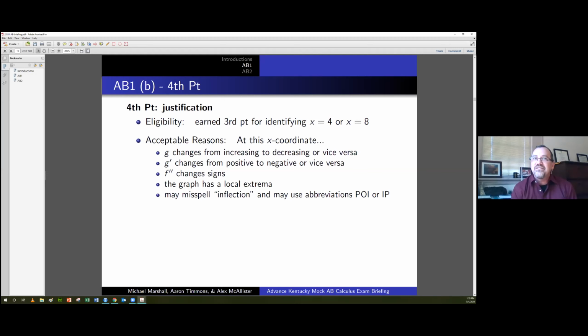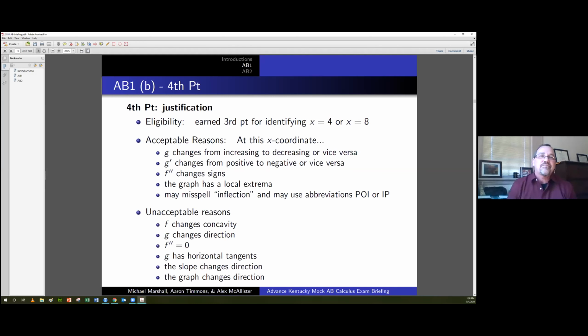We will allow students to misspell inflection. I think "infection" is a common misspelling, maybe more so now than at other times. And the abbreviations POI or IP for point of inflection or inflection point are things that we will allow students to do. Somehow we like people to write out everything, right? You can imagine the stress of the test. Here's a little space where we can give a little bit of generosity and grace and allow the students to earn points for what are pretty common abbreviations.